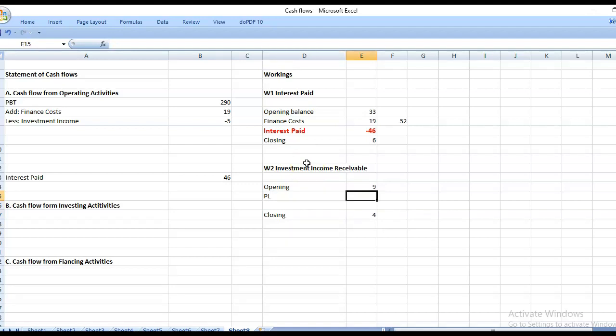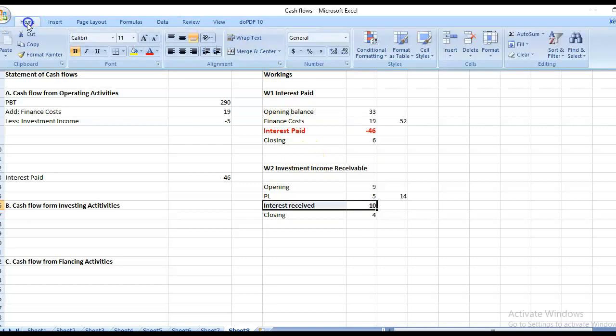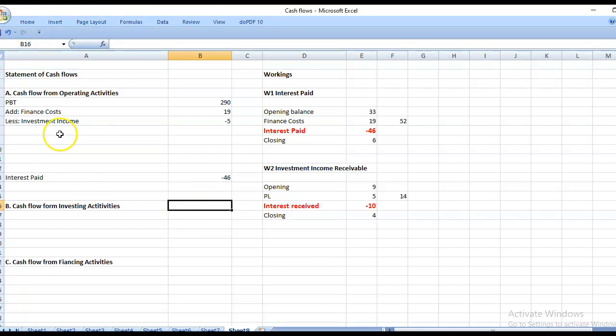In the PL, how much investment income or interest income receivable do you have? You have 5, right? You have recorded 5. So actually you deserved 9 plus 5, 14. However, your closing balance is showing only 4. How come a 14 figure has become 4? Probably because you have received interest or investment. So interest received or investment income received is then that way 10. Okay, so your interest received is going to go in investing activities.